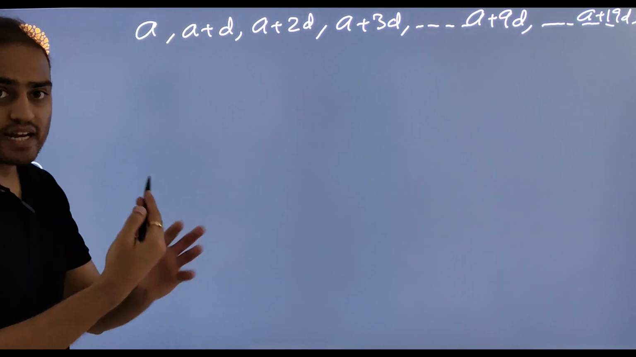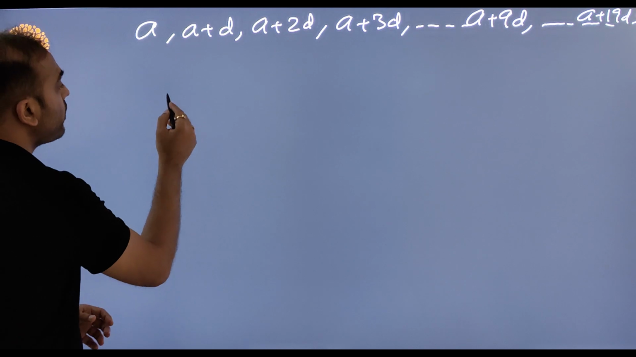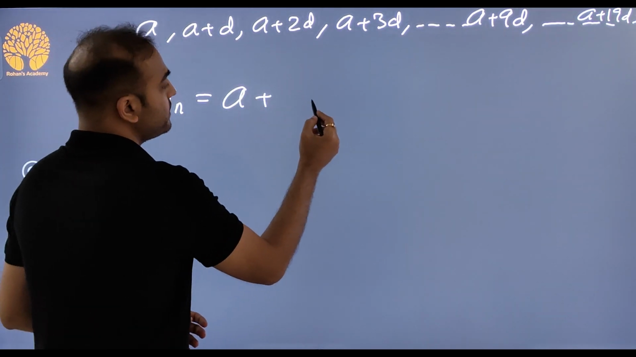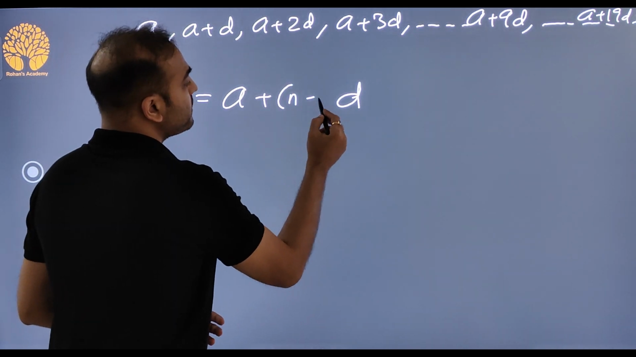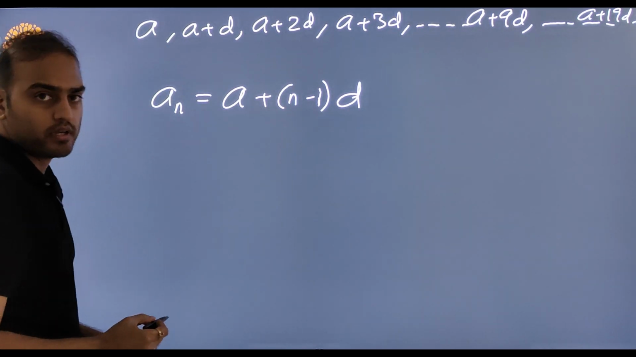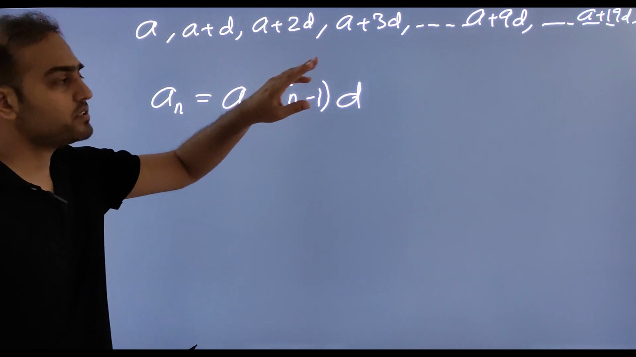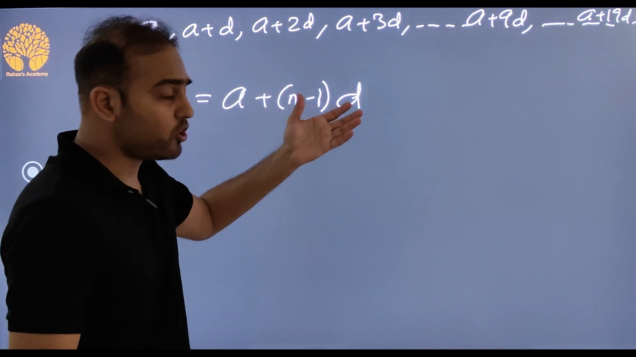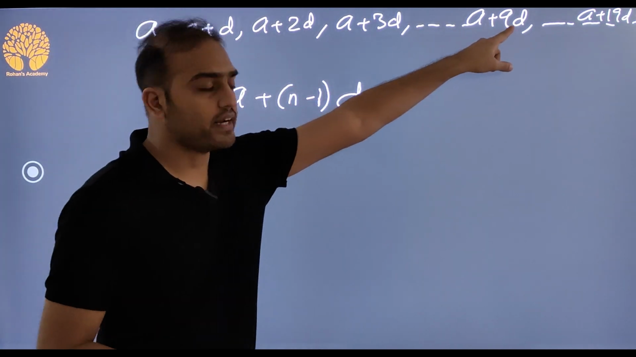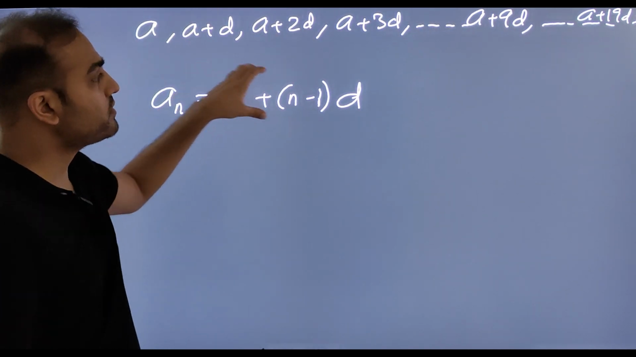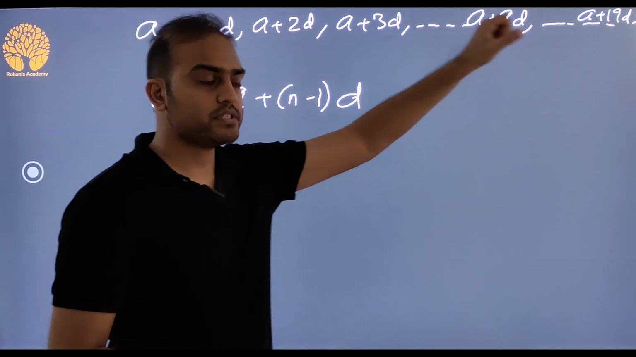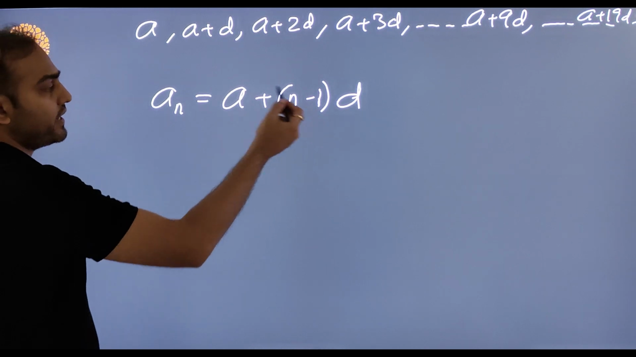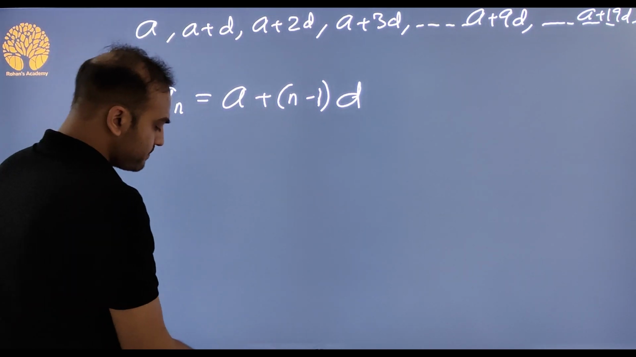So if you understand that logic, what will happen for the nth term? We will add D n minus 1 times. For the third term we added twice, for the fourth we added thrice. So on that logic, for the 10th term we added it 9 times, for the 20th term we will add it 19 times. Similarly, for the nth term, we will add it n minus 1 times.